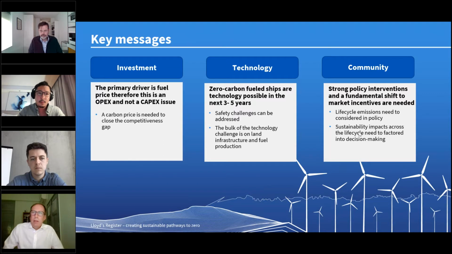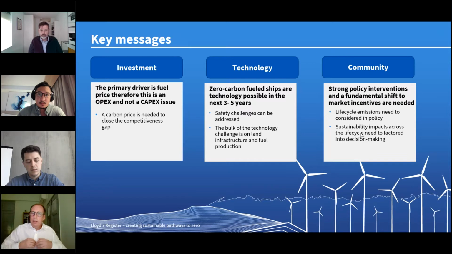Then when it comes to technology, the zero carbon fuel ships are technology possible in 3 to 5 years. For methanol, arguably already not a problem. For ammonia, within the next 2 to 3 years, certainly will be enabled. Safety challenges can and will be addressed through the application of QRAs, HAZOPs. And finally, the bulk of the technology is actually not within the shipping community. The shipping community has proven time and time again to be very adaptable to rapid change and regulatory challenges.